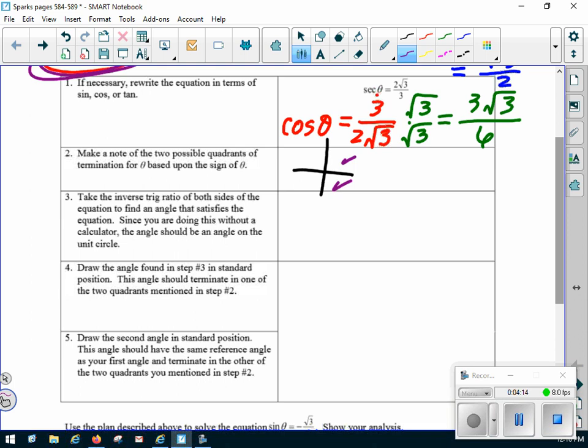Now, it says to take the inverse trig ratio. We're doing this without a calculator, so I don't want you to worry about inverse trig. You already did it. What angle in quadrant 1 has a cosine of square root of 3 over 2? 30 degrees. What quadrant is that in? That's in quadrant 1, right? That's one of your answers. Now the question is, how do I find an answer in quadrant 4? Aha, because 30 degrees is going to be my reference angle.